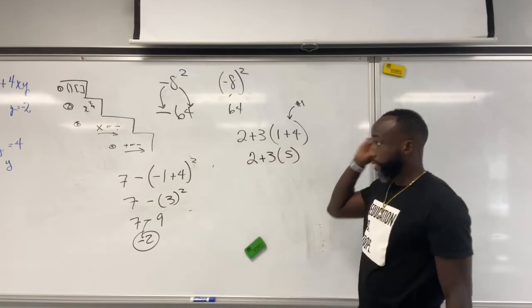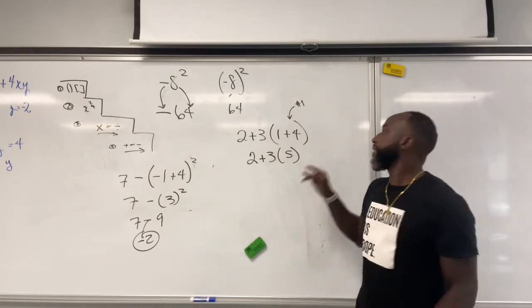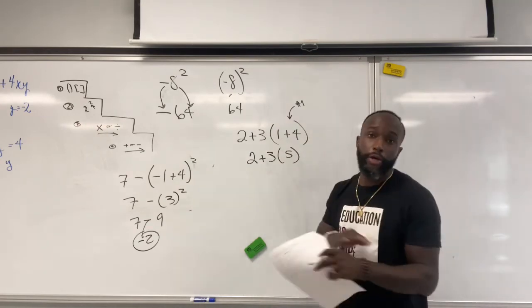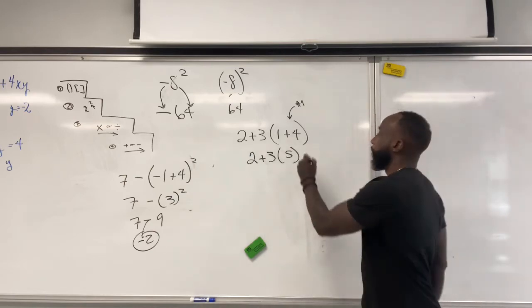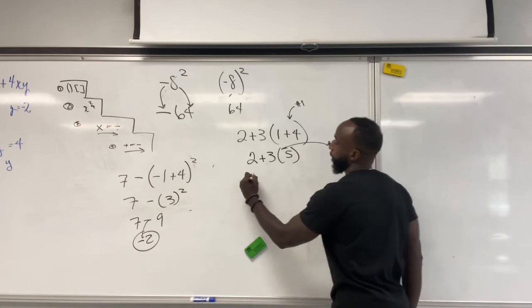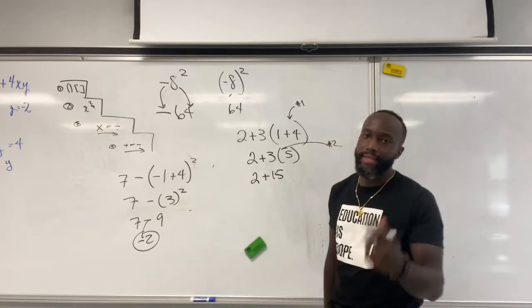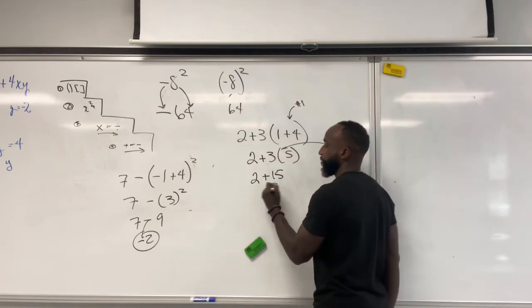Next step, don't get excited. You multiply here, you add here. No. Is there an exponent? No exponent. So then we do multiplication. That's number 2. So then we get 2 plus 15, right? And then finally you add: 17.